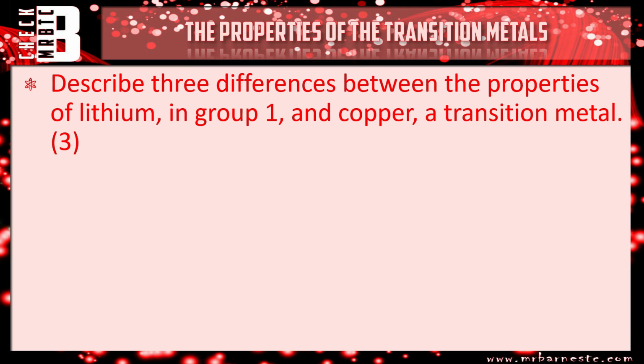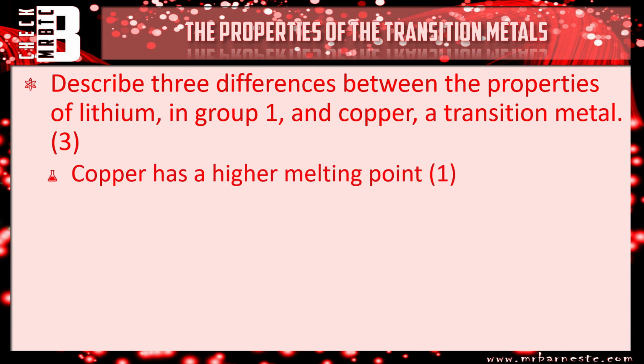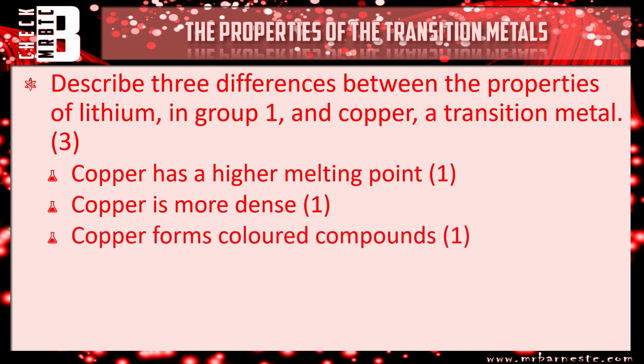Okay, let's go through. So 3 different properties then. Number 1, copper has a higher melting point than lithium. Number 2, copper is more dense than lithium. And number 3, copper forms coloured compounds. You didn't need to remember it was blue, you just needed to remember that it forms a coloured compound.